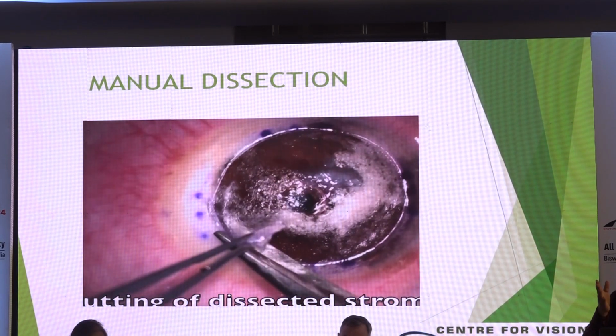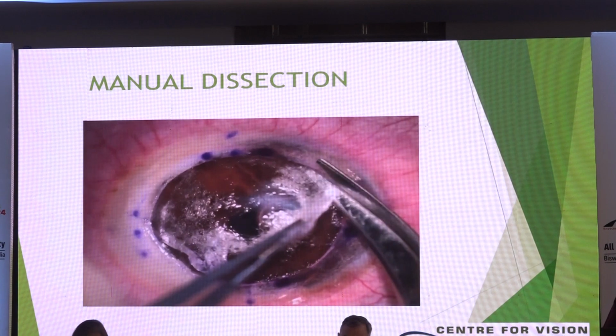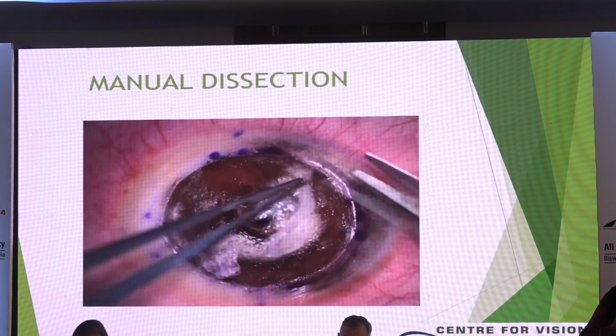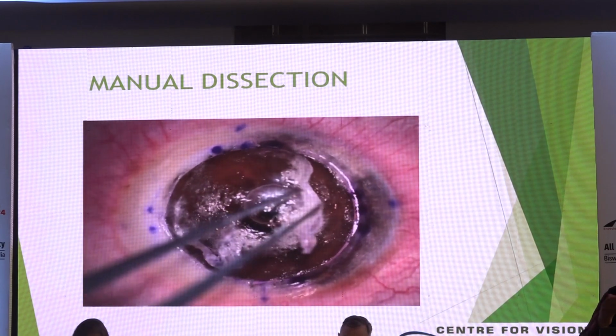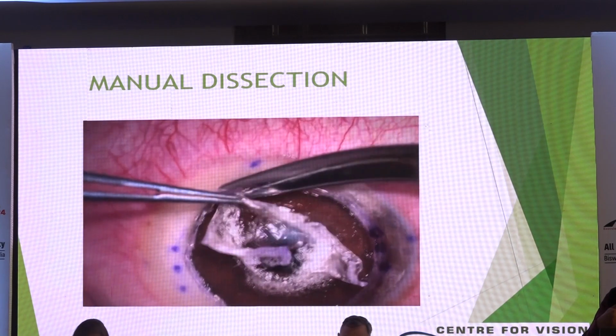In these patients, even if you get about 70-80 microns of leftover stroma, most of them do well with 6/12 kind of vision with a pair of glasses. Always do the peripheral dissection before you come to the center if you're doing a manual dissection.